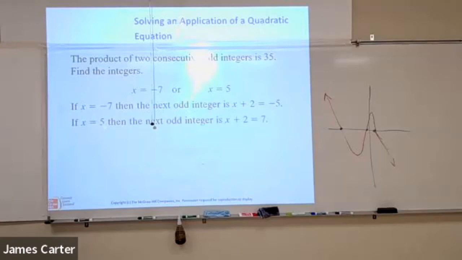Let's try the other one. If x is 5, then 2 more is 7. 5 times 7 is 35. Okay, and that's how that works. So you actually have this pair of answers, and you also have that pair, not or, and you have this pair that both will definitely work.